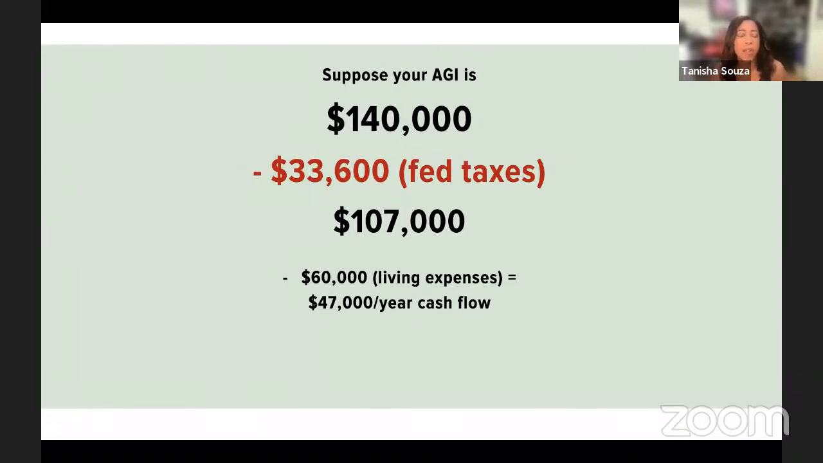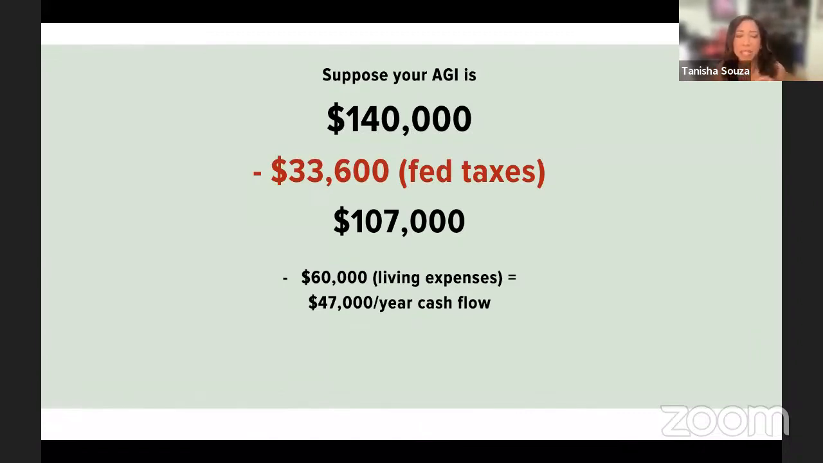And again, this is all hypothetical. You do need to do your due diligence, of course. But it's pretty powerful. So here's what I want to show you. So suppose your adjusted gross income is $140,000. That's after you get your typical deductions, right? That would mean that your taxes would be, if you're just federal, right? Let's pretend that you live in a state that has no income tax, right? No state income tax. Okay.